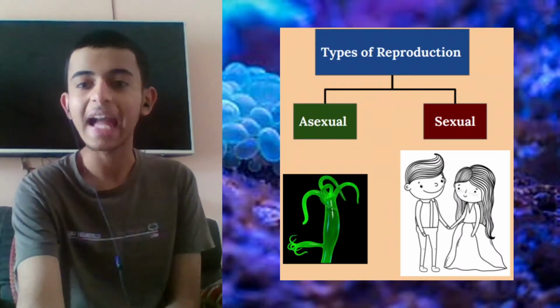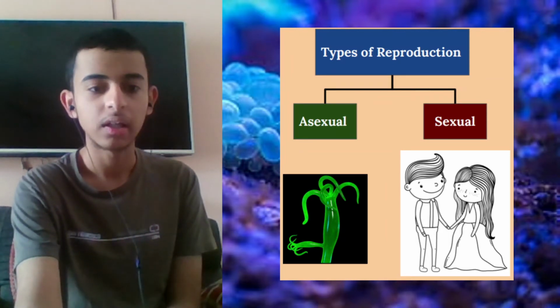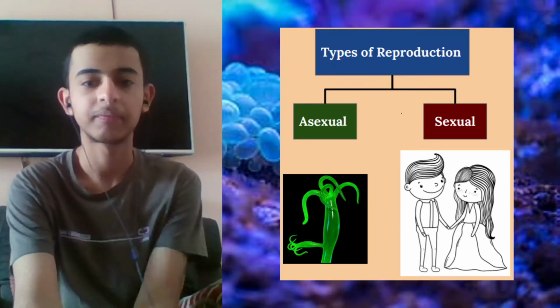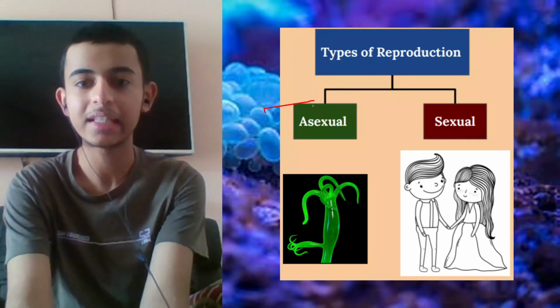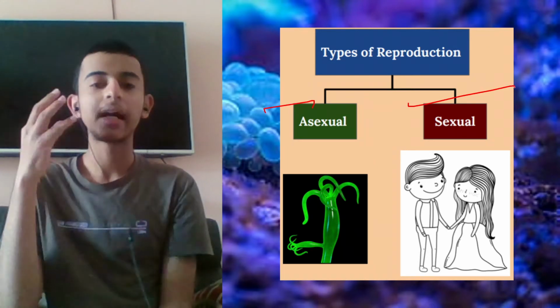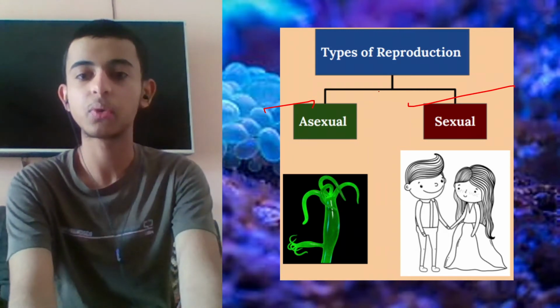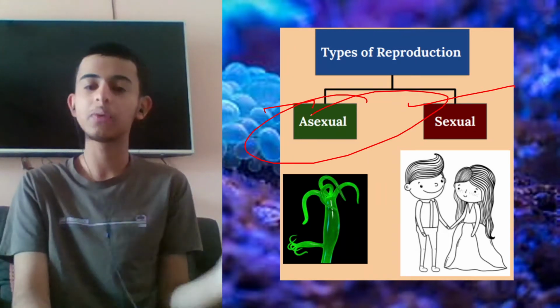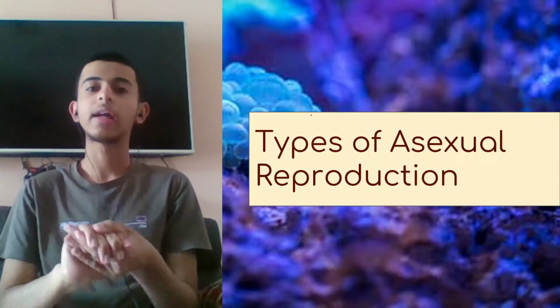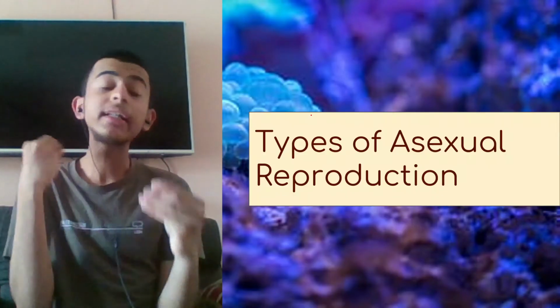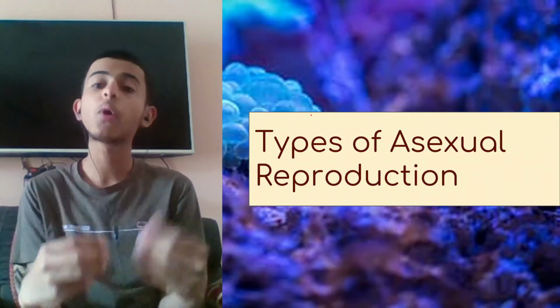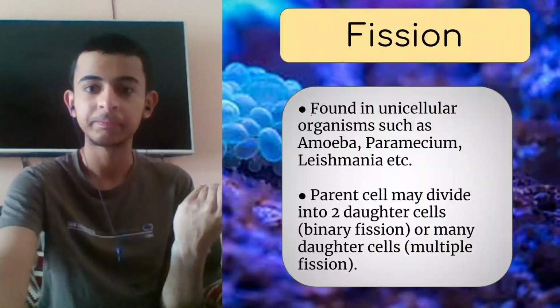So reproduction can be of two types. It can be either asexual or sexual, about which we'll be discussing today. Today's main topic is going to be the asexual one, sexual one in the next session. Okay. Now first let's discuss about the types of asexual reproduction. What are the different types?